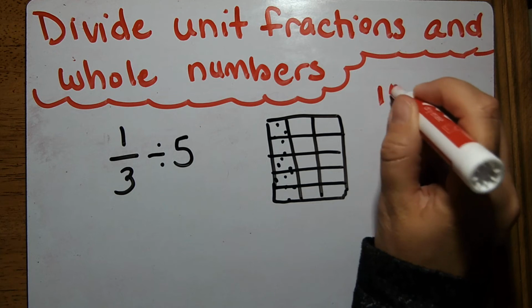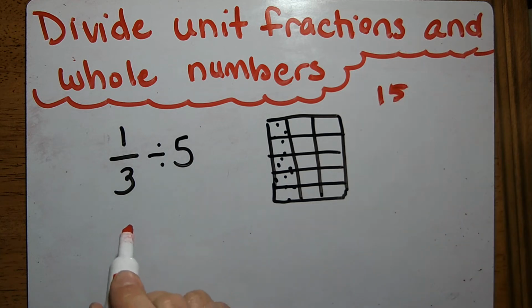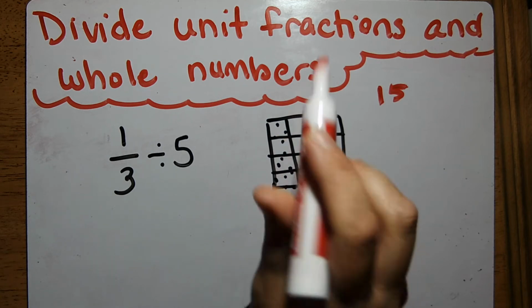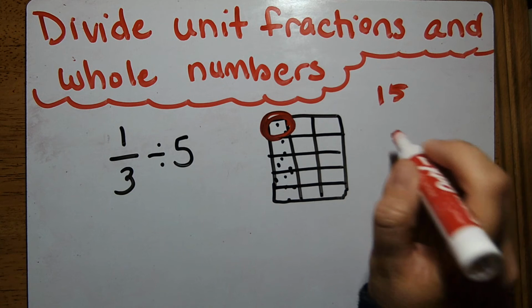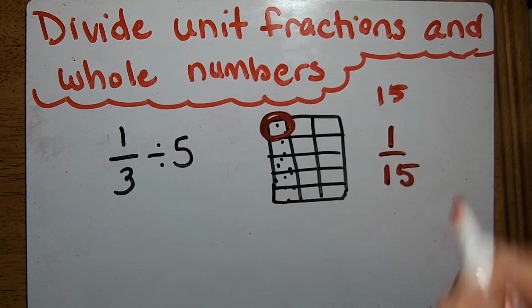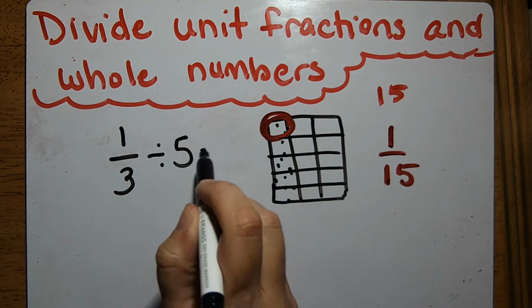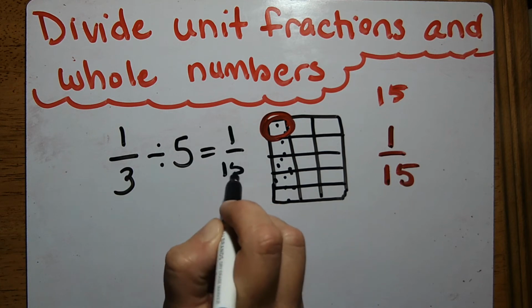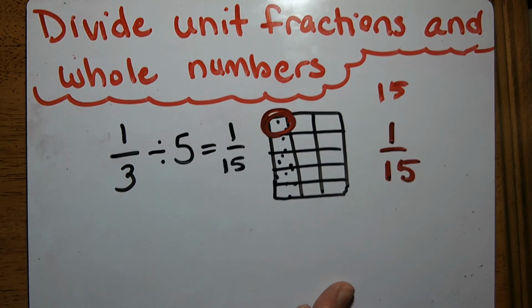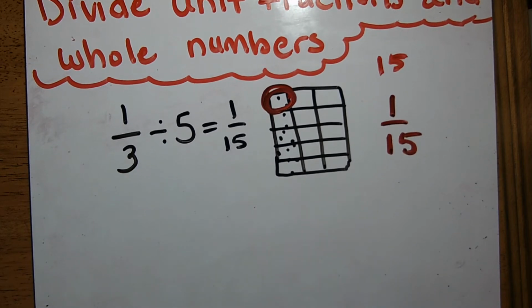But if I go back to my original third and divide it by 5, what fraction is this of the whole? It's actually only 1/15 of the whole. So 1/3 divided by 5 is actually 1/15. Now let me show you a different way to do that.